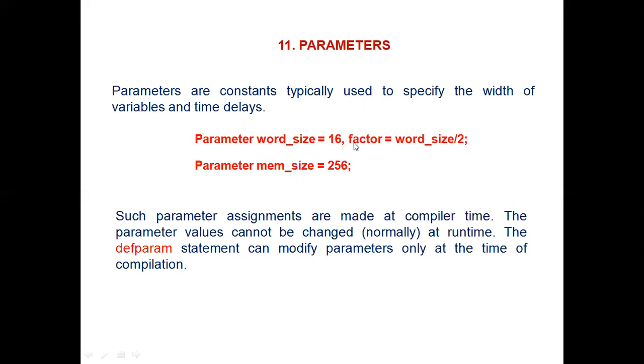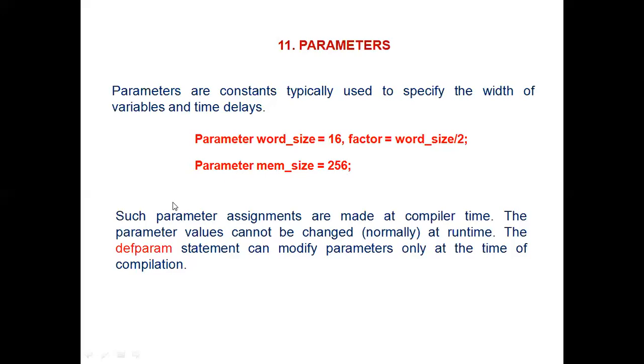So this is the next subsequent statement: factor = word_size / 2. Here, how much have we mentioned for word size? 16. It will take that 16 and substitute 16 by 2. That gives 8. Now 8 is assigned to factor. Next parameter, mem_size = 256. That means we have defined this mem_size as 256 by using the parameter.